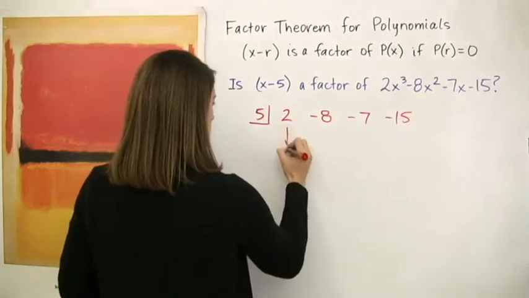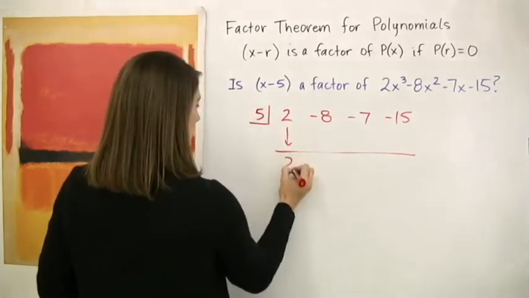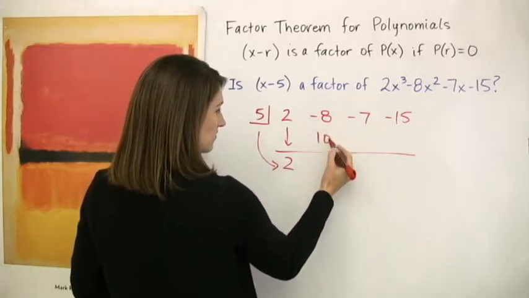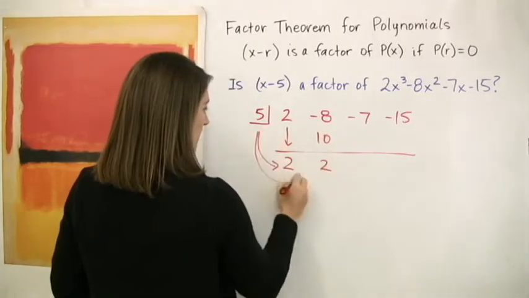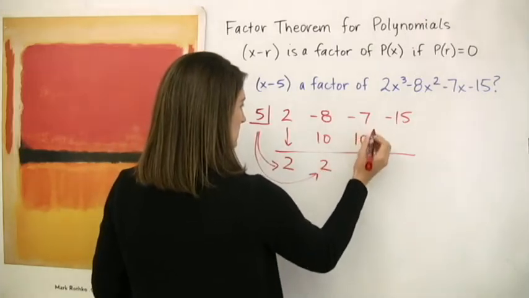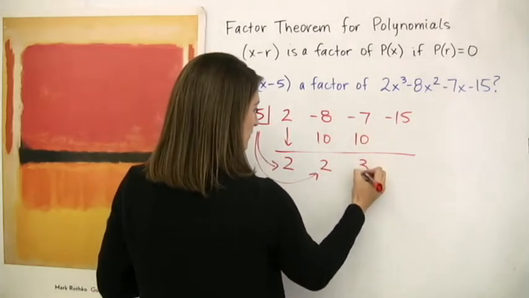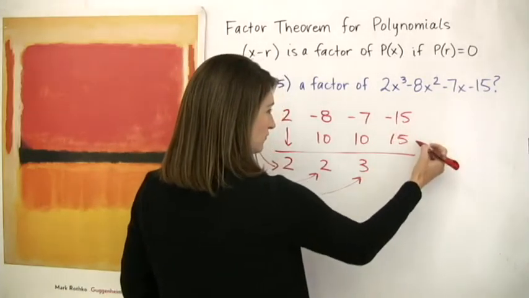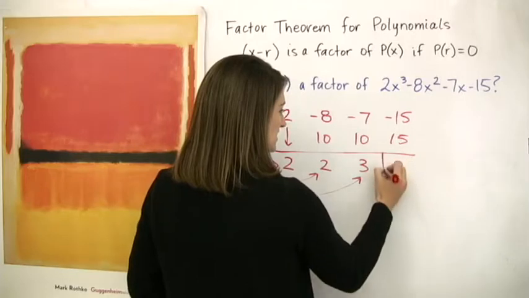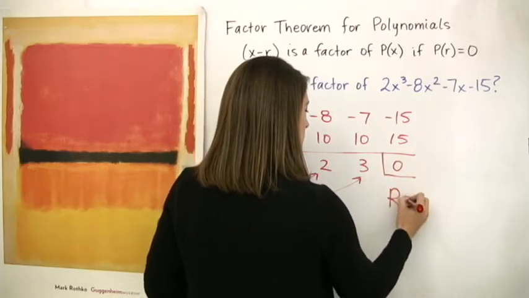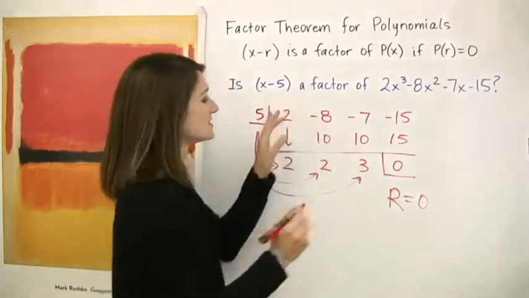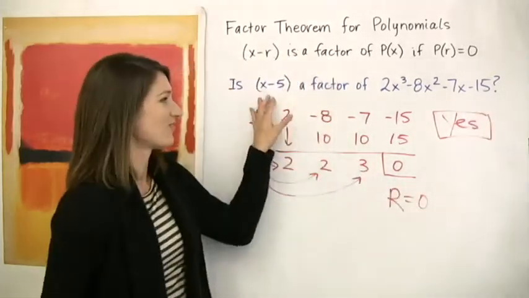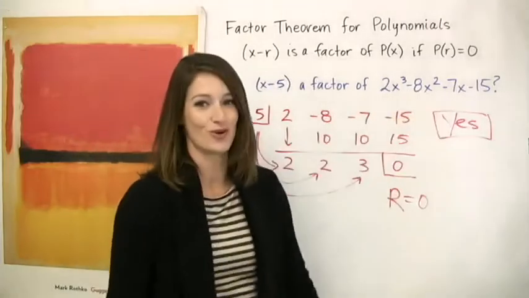So then we're going to bring down our 2 here and then multiply. 5 times 2 is 10. Then add here. Negative 8 plus 10 is 2. 5 times 2 is 10 again. Negative 7 plus 10 is 3. 5 times 3 is 15. And look at that. Negative 15 plus positive 15 is 0. So our remainder here is 0, which means that we can say, yes, x minus 5 is a factor of this polynomial here.